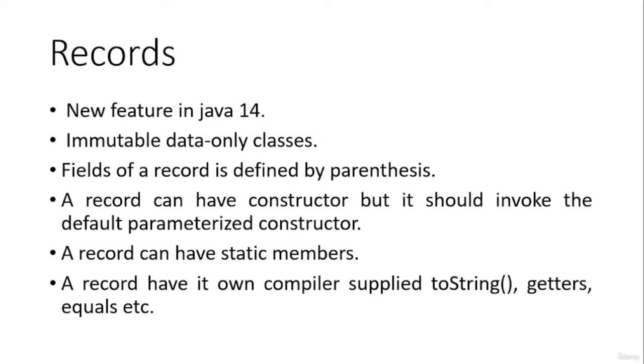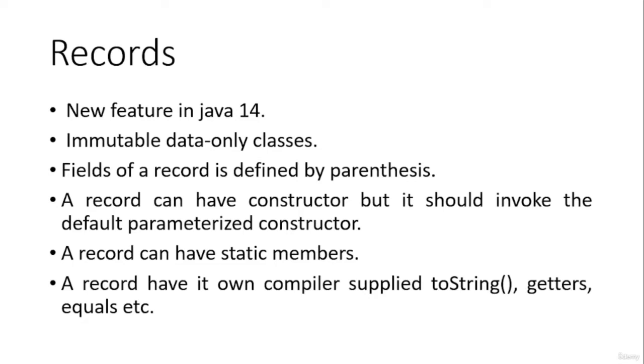This is a new feature which was introduced in Java 14, records, which allows us to have data-only immutable classes. Immutable classes mean once you initialize an object of that class, we cannot change it. So that is the definition of records. And now let us see some of the features of records.